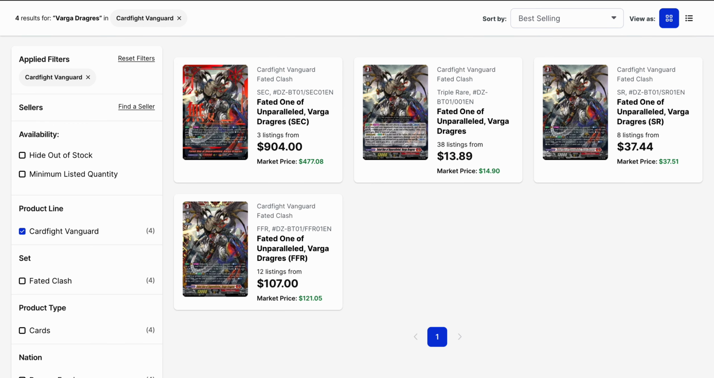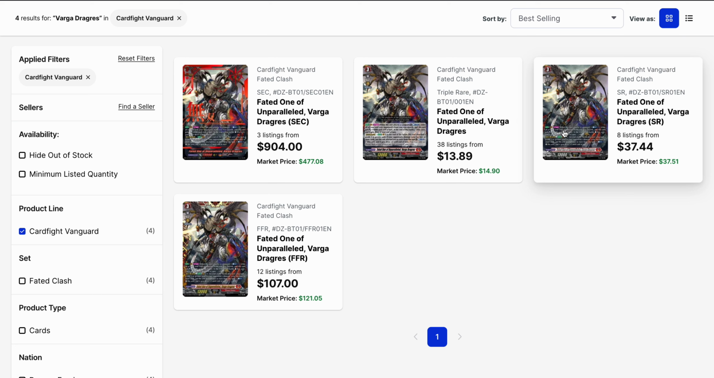So, Faded Vargra Dragus, I just wanted to note that the secret rare of this one seems to have been bought out to the point of $904. Before I go into more detail on that one, just looking at some of the others, the triple rare is still just under $15 market price and base listing.